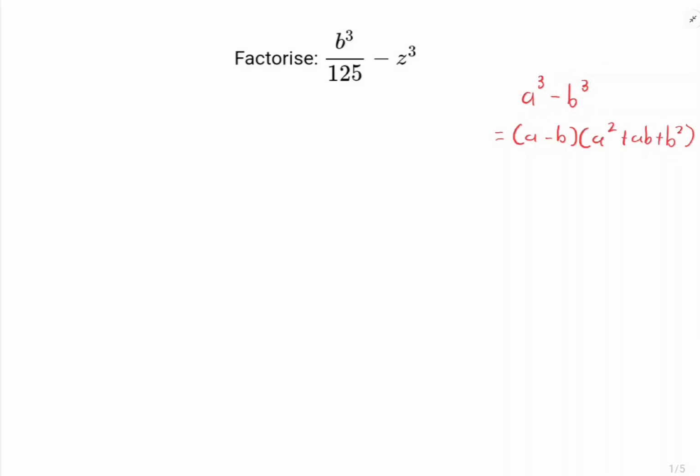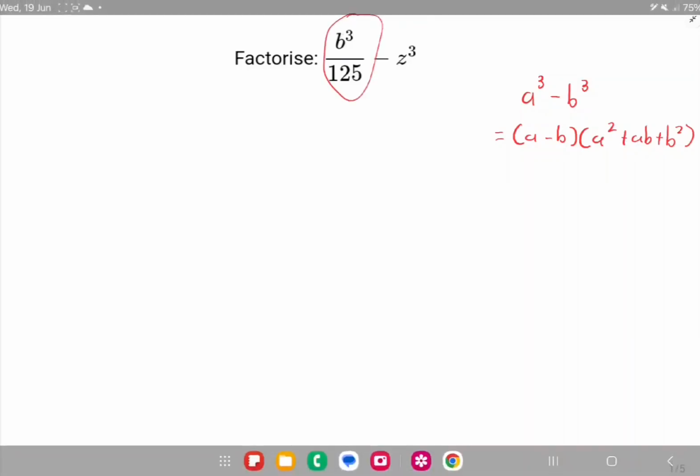If it was a positive, it would be the same procedure, except that we would have a positive here and a negative here. Remember, the middle term on the second bracket, we flip its sign to the opposite of the sign we get on the first bracket. So if it was positive here, it would be negative there. Keep that in mind.